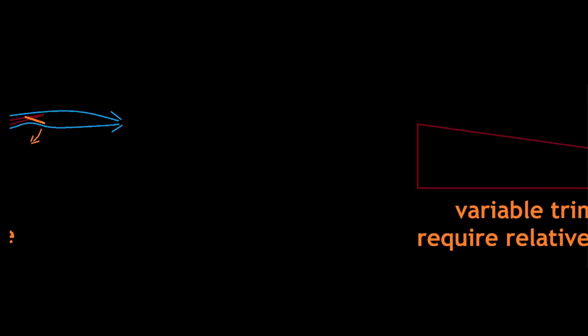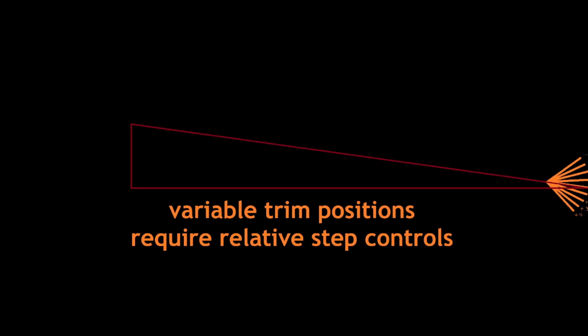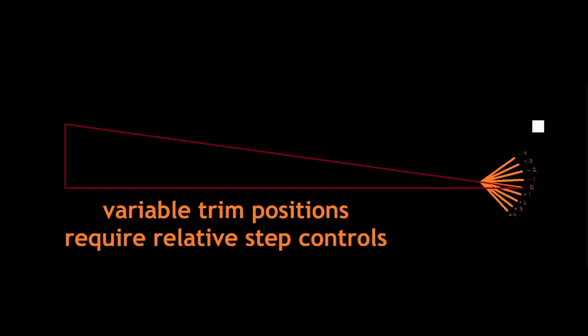Now your trim tab has variable positions in it. It's not just stuck in going upwards a certain amount or downwards a certain amount. You can notch it by a certain amount of degrees. And once it's in that position, you can leave it there or you can continue to adjust it.